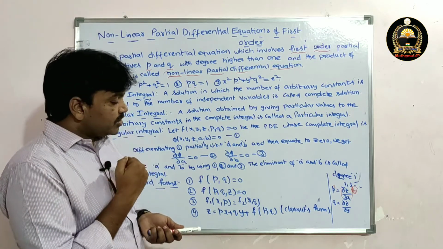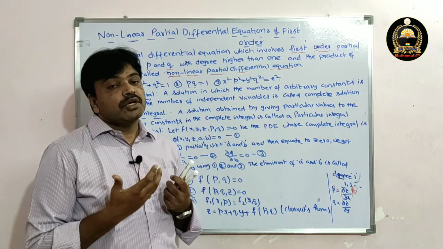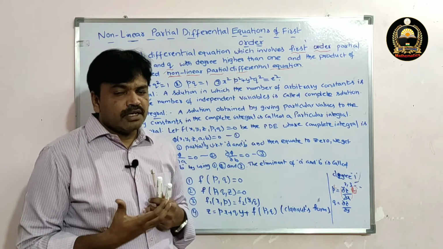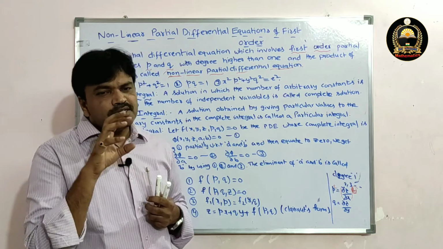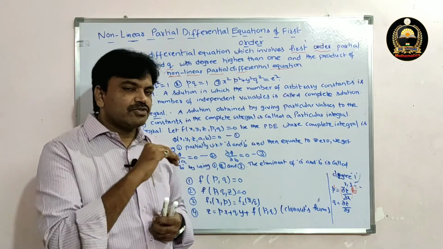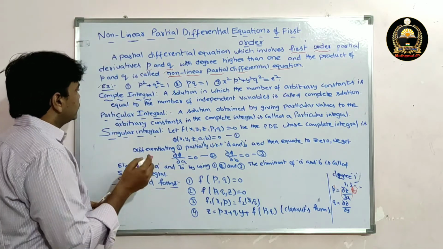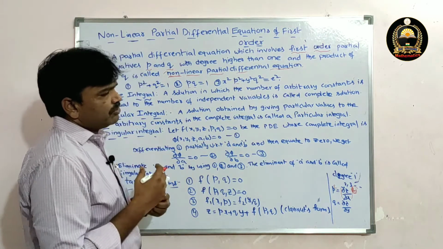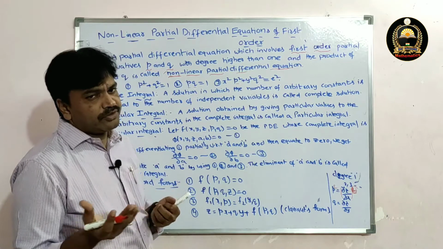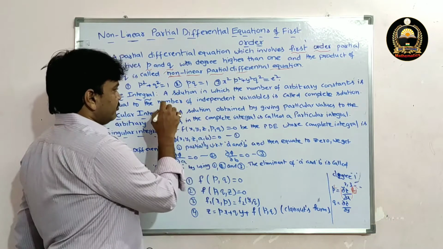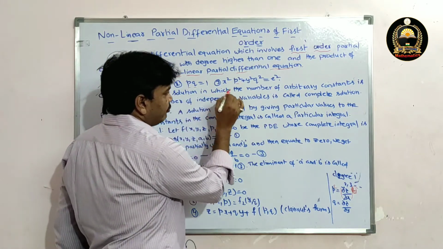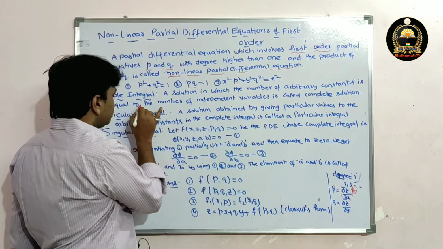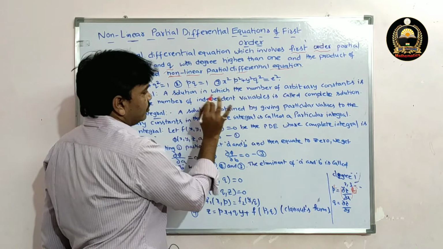Now, before going to the standard forms, what is complete integral or complete solution, or particular integral or particular solution, or singular integral or singular solution? Let us see the definition, students. Complete integral, everybody knows: number of arbitrary constants is equal to number of independent variables. A solution in which the number of arbitrary constants is equal to the number of independent variables.